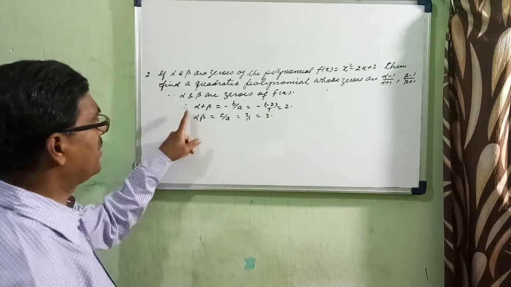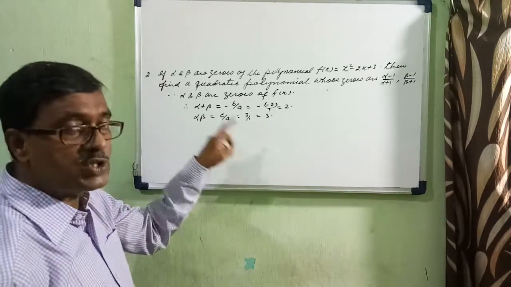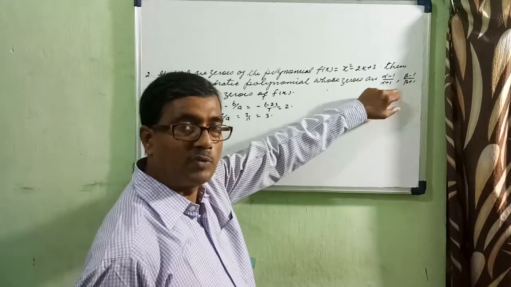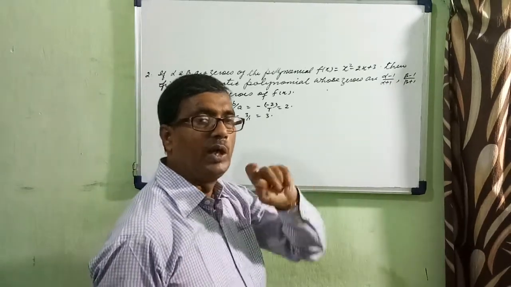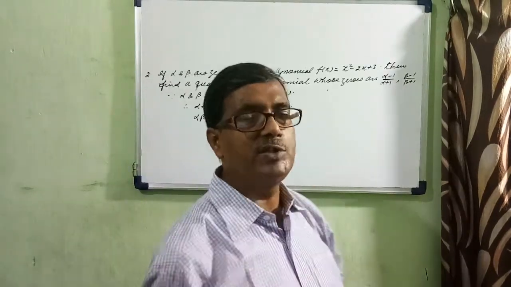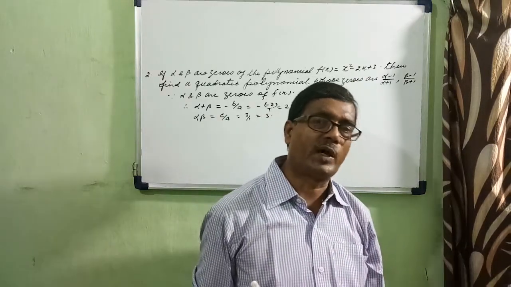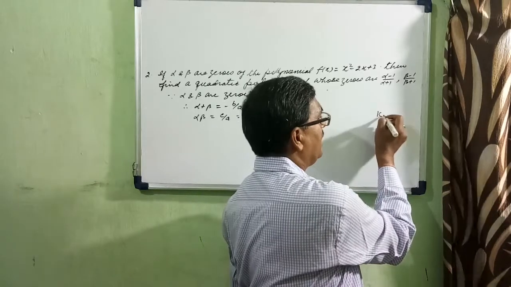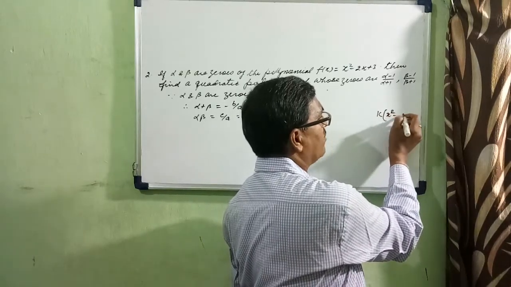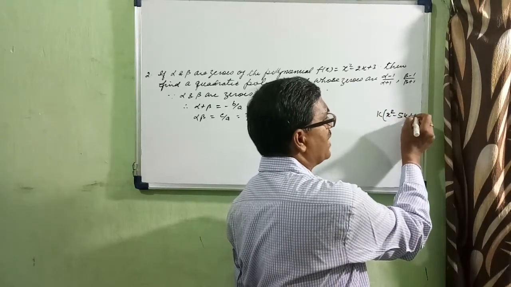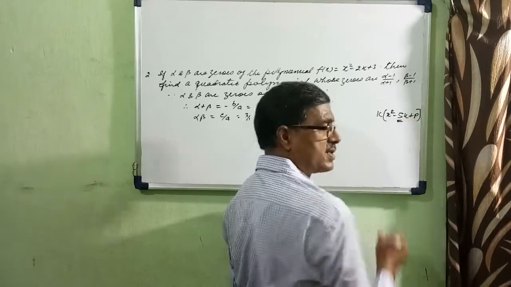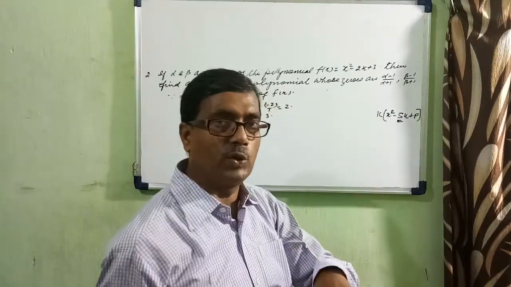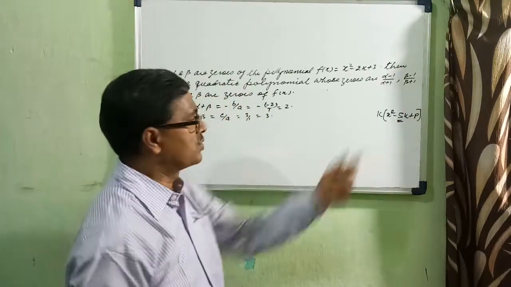So I got alpha plus beta and alpha into beta, which will be used while finding the sum and product of the given zeros. Remember, when there are two given zeros, how can we find the quadratic polynomial? The formula was k into x square minus sx plus p. What is s? The sum of the given zeros. What is p? The product of the given zeros. So what are the two given zeros?